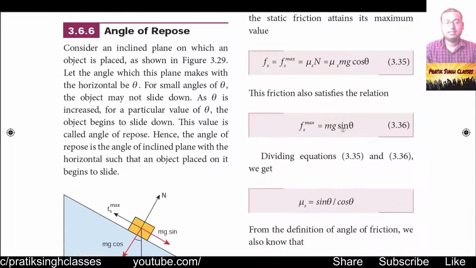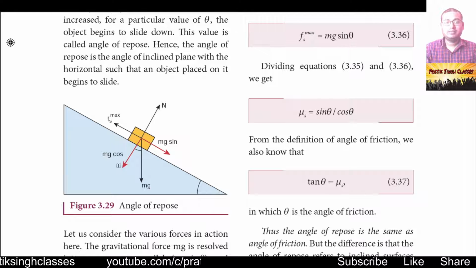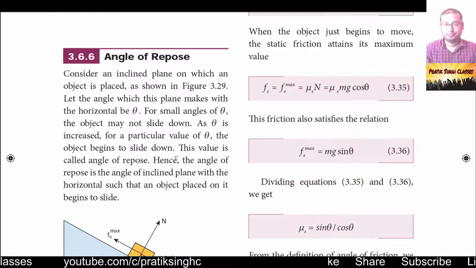Here mg cos theta balances the normal force, that is N is equal to mg cos theta. They are equal in magnitude and opposite in direction. That is why the object is not jumping upward or moving into the plane. It moves in the downward direction, that is parallel to the inclined surface.